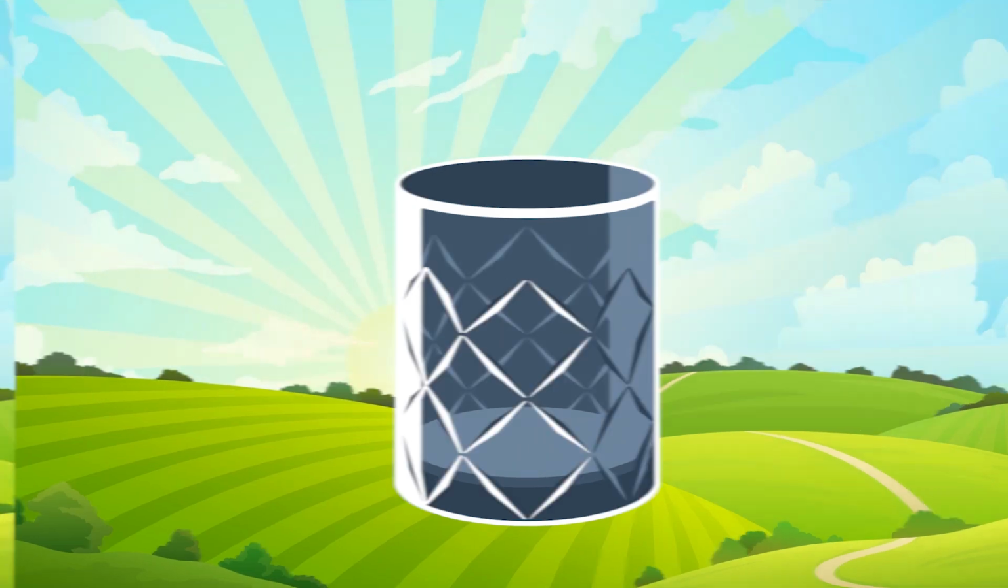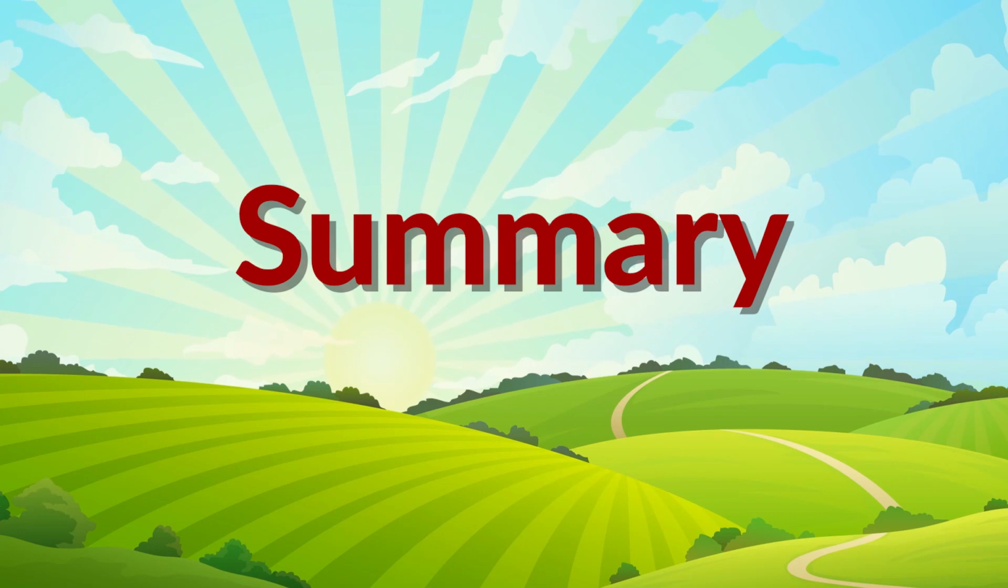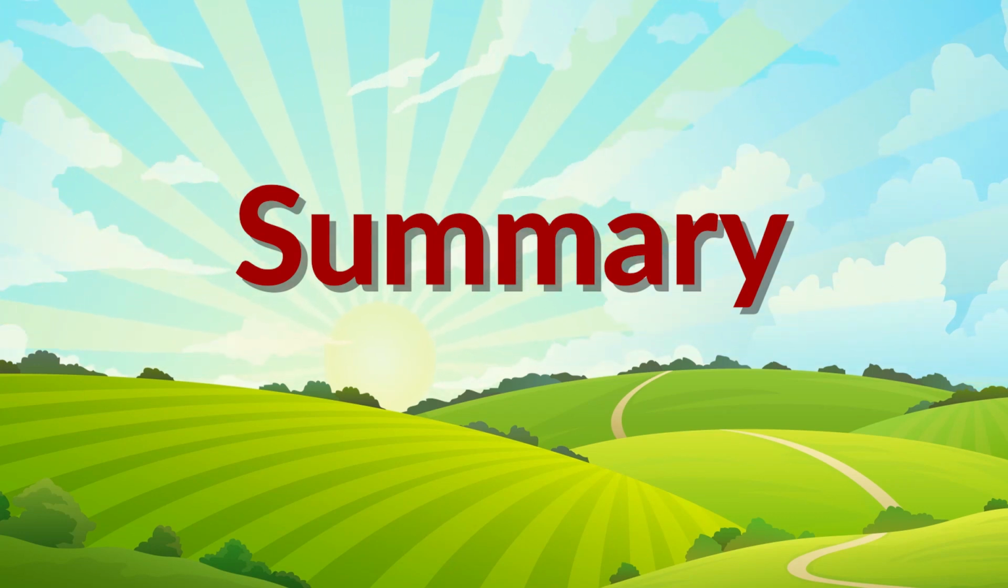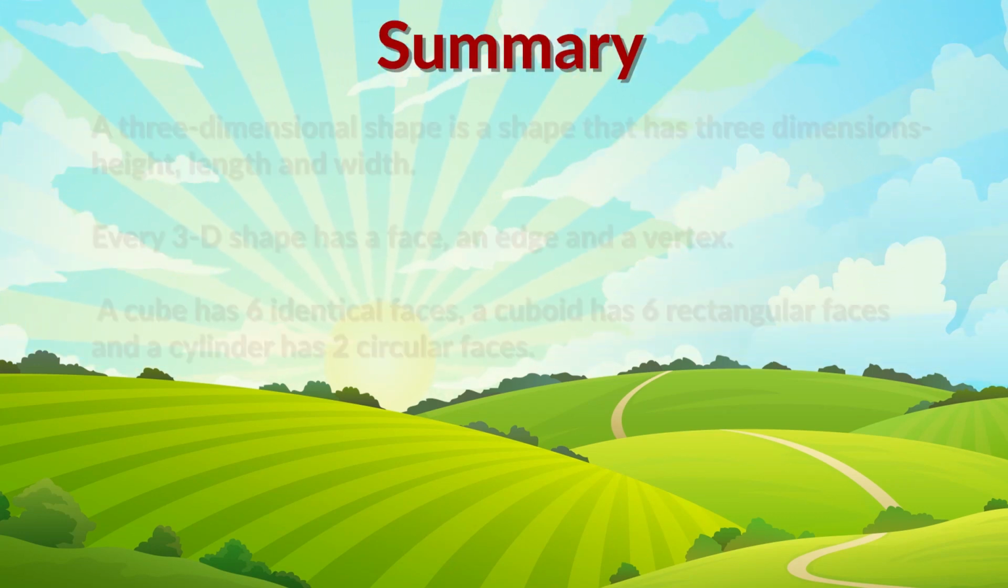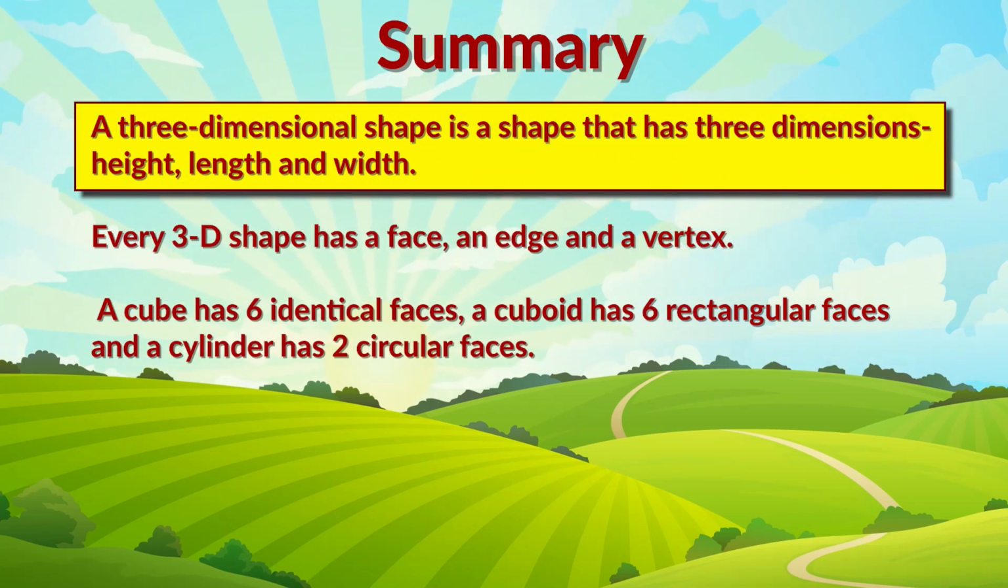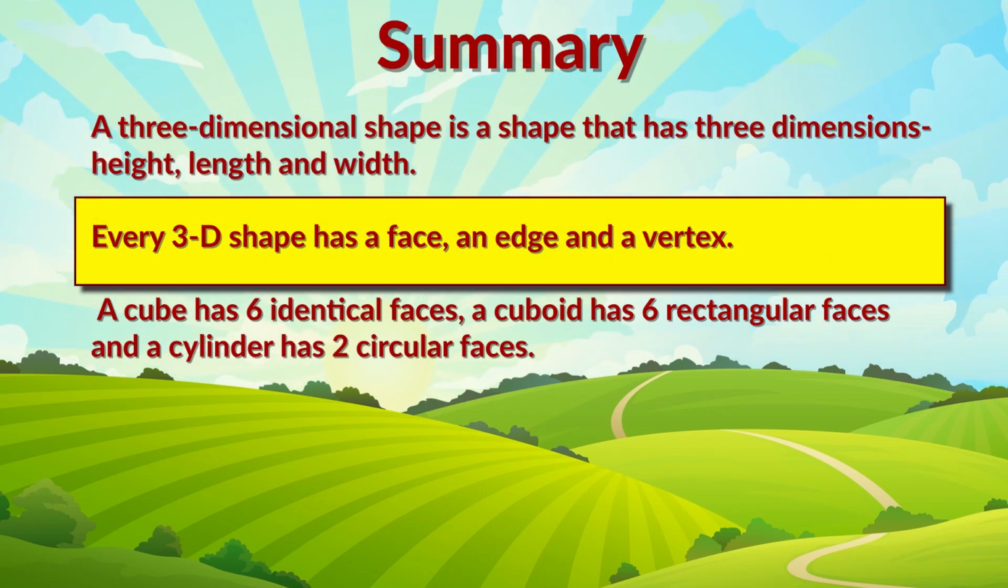And with this example, we have come to the end of the lesson on three-dimensional shapes. Let's quickly review what we have learnt in the lesson. A three-dimensional shape is a shape that has 3 dimensions of height, length, and width. Every three-dimensional shape has a face, an edge, and a vertex.